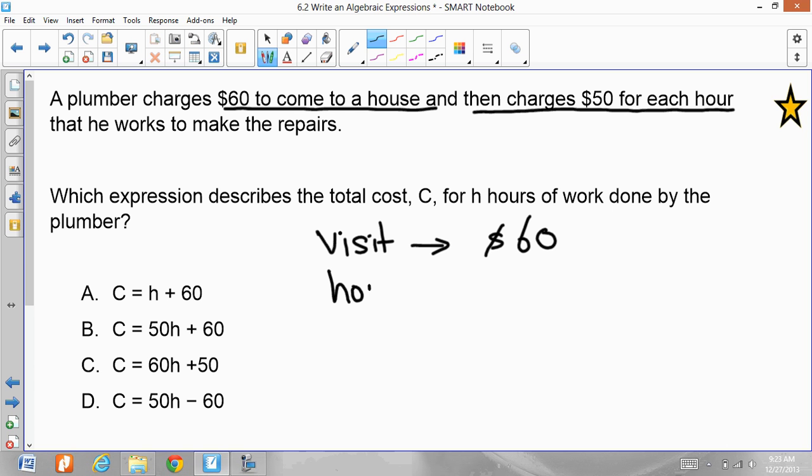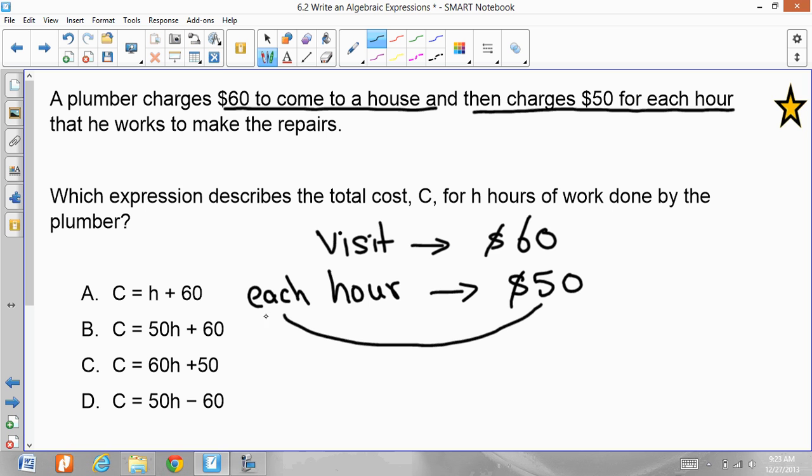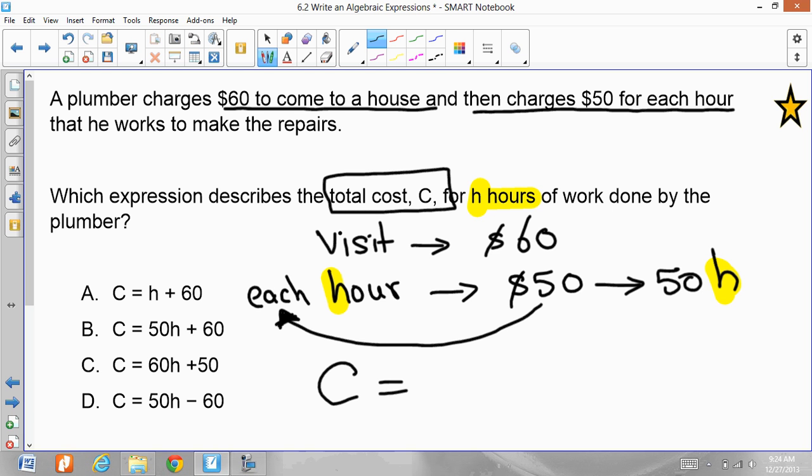So each hour, he is asking $50. Now once again, remember, if it is associated with the word each, you have to attach a letter to go with that. So this changes to 50H, where H I'm taking from the hour. And they are also giving you H stands for the hours. They're asking you the total cost C. So the total cost C will be the $60 to visit plus 50H.